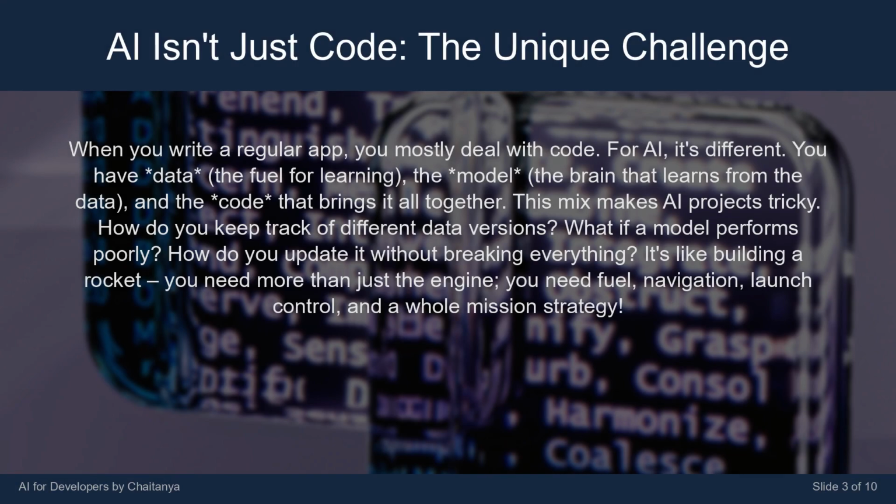When you write a regular app, you mostly deal with code. For AI, it's different. You have data, the fuel for learning, the model, the brain that learns from the data, and the code that brings it all together. This mix makes AI projects tricky. How do you keep track of different data versions? What if a model performs poorly? How do you update it without breaking everything?